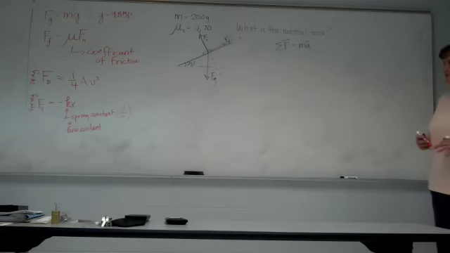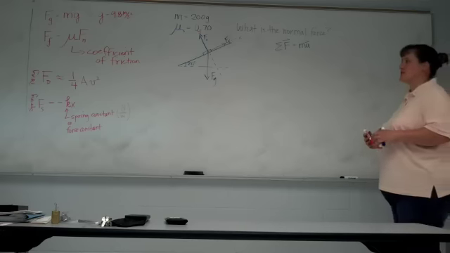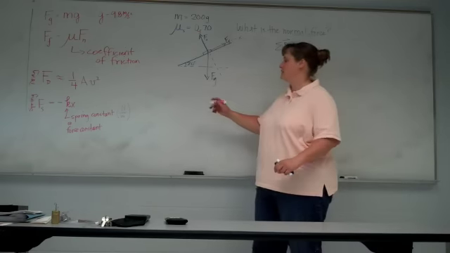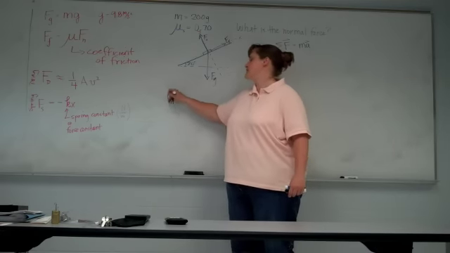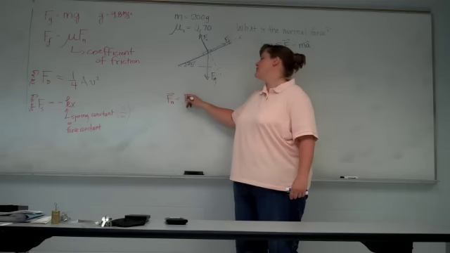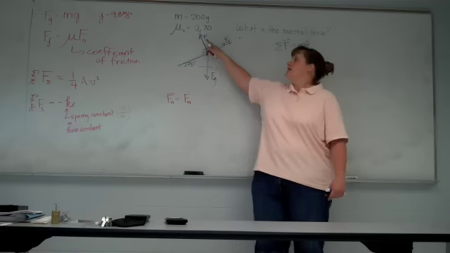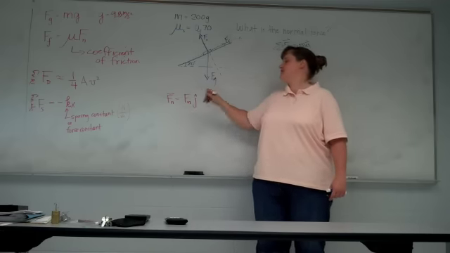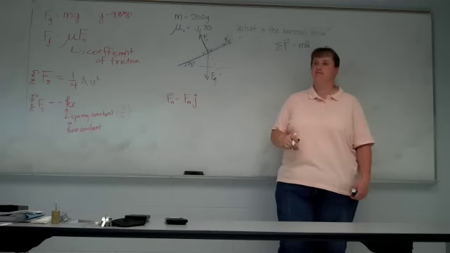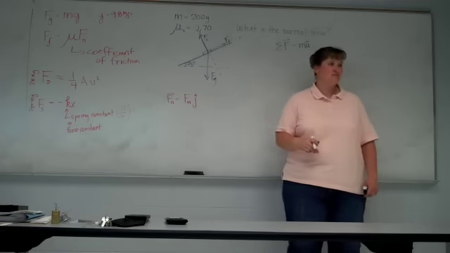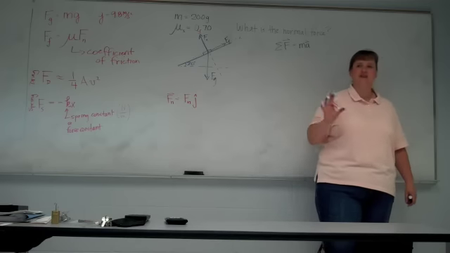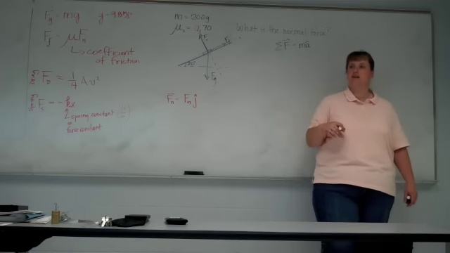Okay, so we need to write all of these in vector notation. So the normal force, for example, we don't know its value, so I'm just going to call it Fn. It's in the y direction, so it's Fn j hat. You okay with that? So if you don't know the value, it's fine. Just call it something and keep going with it.